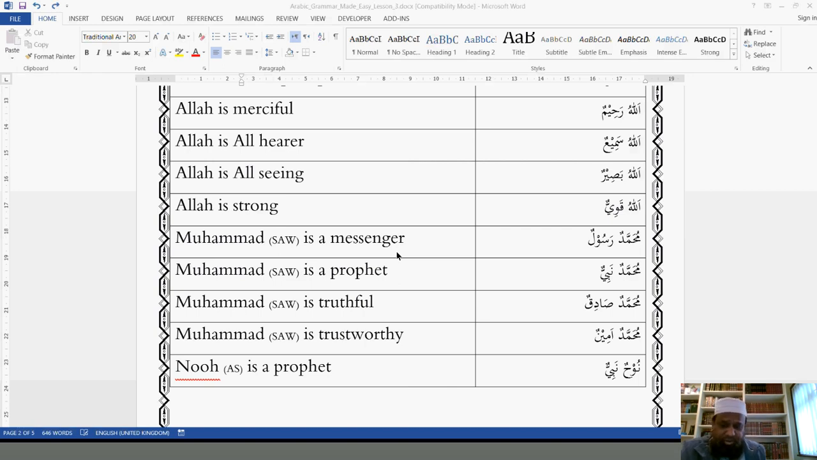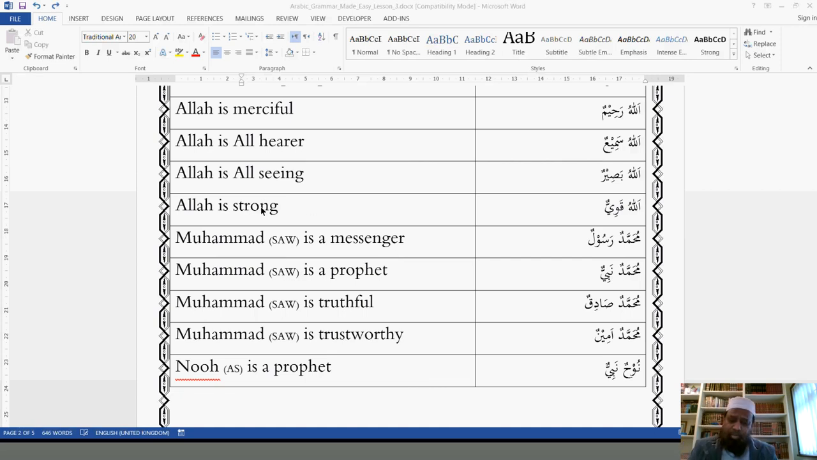Nabiyyun, again a description ism, following the mubtada in gender and in number, and it is nakira, and it is in halatul rafa. How do we know it's halatul rafa? By looking at the last letter, dammatayn. Nuh alayhi salam is a prophet.